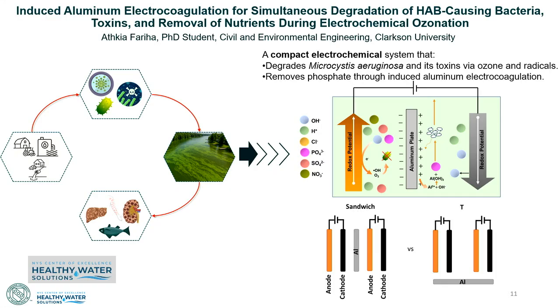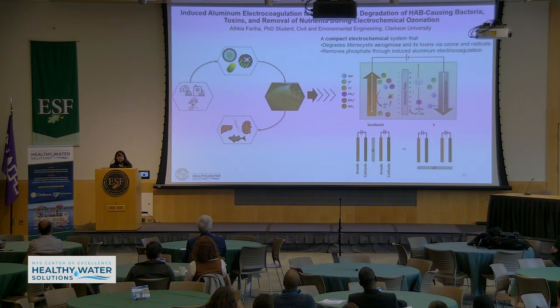Now, our goal was to develop an electrochemical system, as you can see on the right figure, that used a nickel and antimony doped tin oxide anode and a stainless steel cathode with an unconnected aluminum plate placed in between them. While the anode was generating oxidant species such as hydroxyl radicals and ozone that can destroy the cells and the toxins.